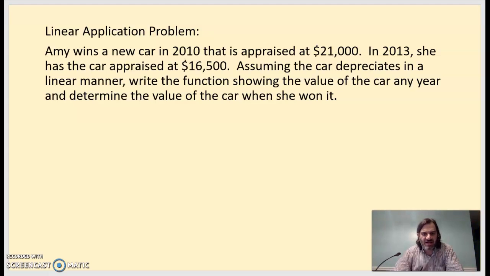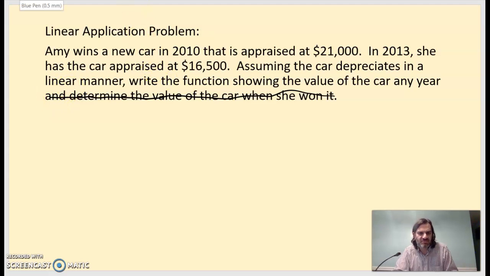Second example here. Amy wins a new car in 2010 that is appraised at $21,000. In 2013, she has the car appraised for $16,500. Assuming the car depreciates in a linear manner, write a function showing the value of her car any year. I left a little something in here from where I changed it, so I'm going to take off this last little bit. So we're just going to write the function.